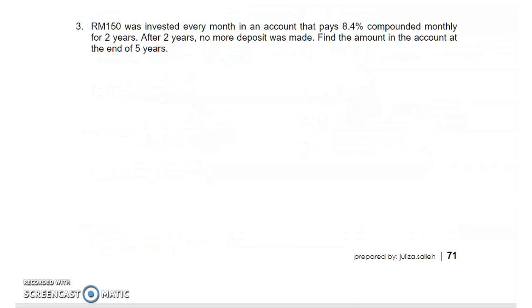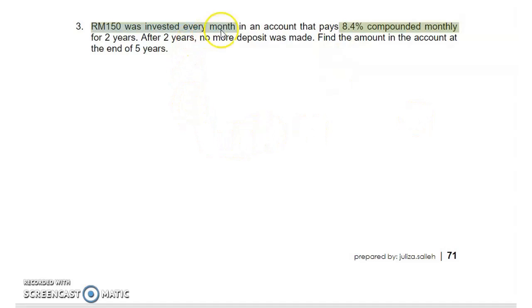Okay, now number 3. Let's look at number 3. 150 ringgit was invested every month. Every month, so this one indicates the annuity every month. Okay, so this is the keyword. In an account that pays 8.4% compounded monthly.